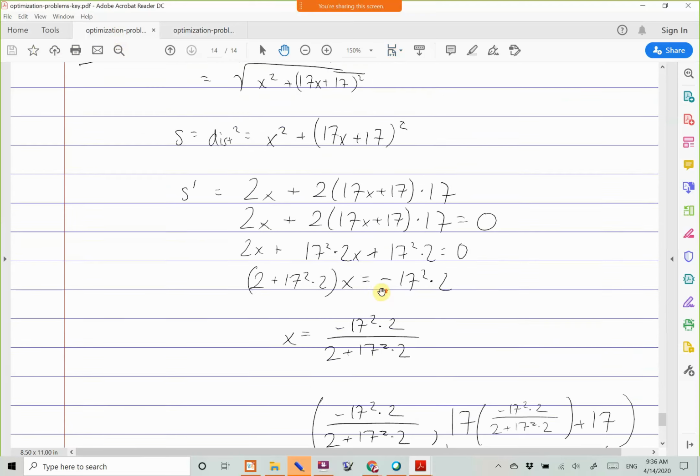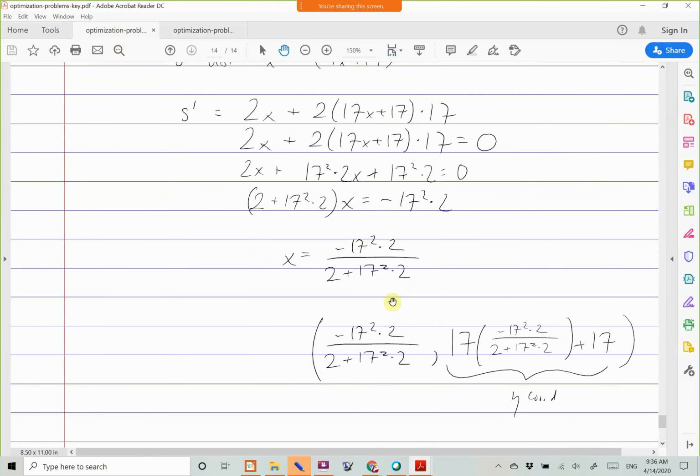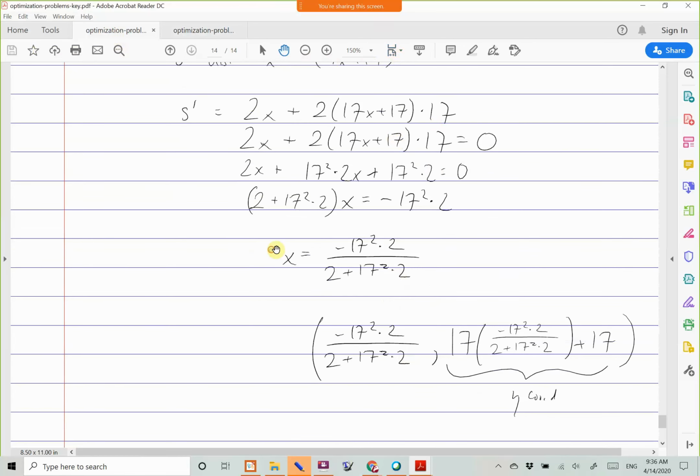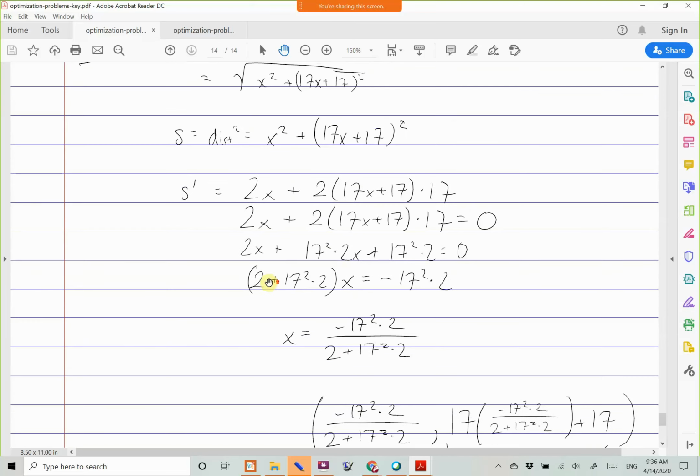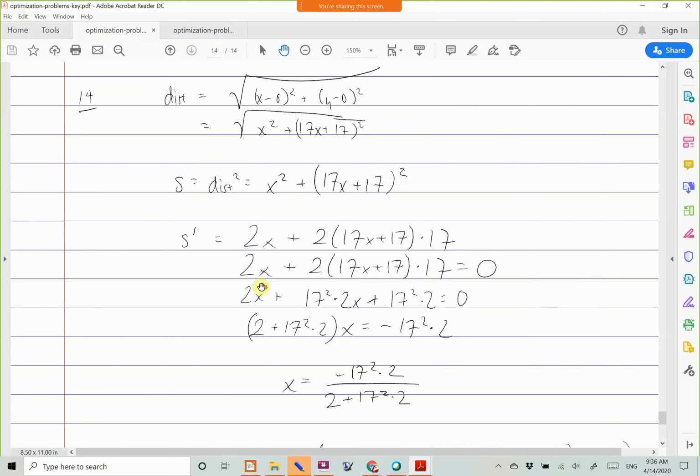Let's see, question 14. So, to answer your question, the x coordinate I got, of course, I could have an error, is right there where the hand symbol appears, it's sort of right in the middle of the screen. My work is a little messy perhaps here, but I got negative 17 squared times 2 in the numerator over 2 plus 17 squared times 2 in the denominator. Maybe I'll scroll up so you could take a look at my work and see if that seems to jive for you.